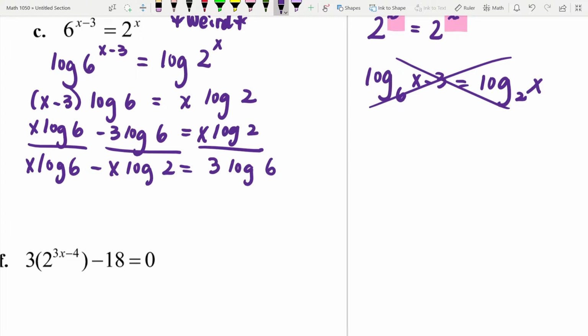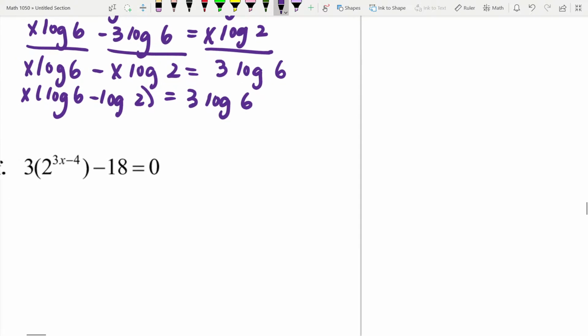Someone should know the answer to this question. I'm trying to solve for x. I've got my x's all on the left, but I cannot add x log 6 to x log 2. What do I do? Say it. Pull out an x. You can't combine them because they're not like terms, but they do both have an x. So you can take out an x, and you're left with log 6 minus log 2 equals 3 log 6. What do I do now to get my x alone? You divide.